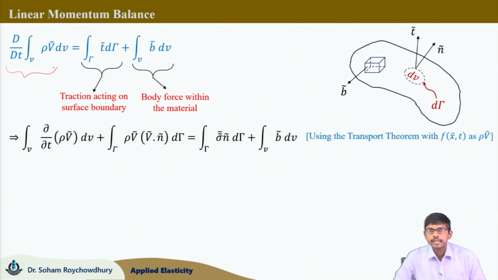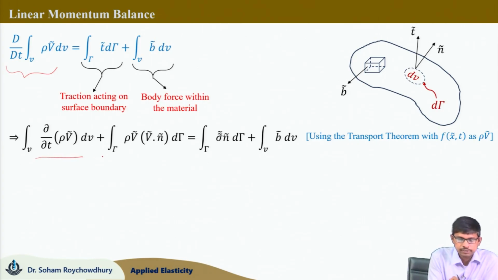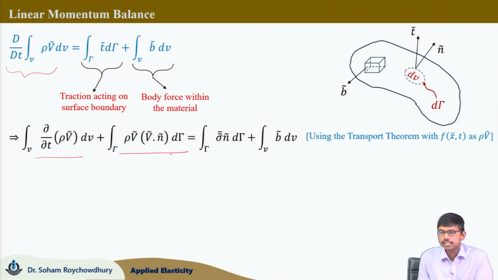Now, using the Reynolds transport theorem with f(x, t) being rho times v. So, here the scalar valued function f is chosen as rho times velocity, and substituting that in the transport theorem, the left hand side becomes del del t of rho v dv plus rho times v multiplied with v dot n integral over surface. So, these are the two terms coming by using the transport theorem on the left hand side of the equation with f(x, t) replaced with rho times velocity, and the right hand side remains the same.